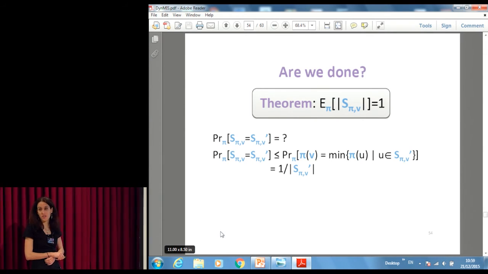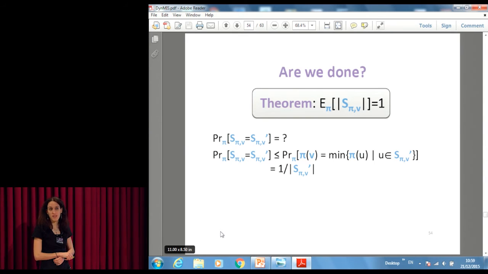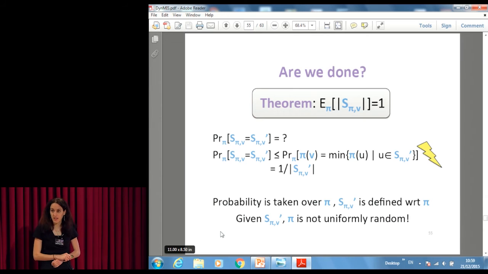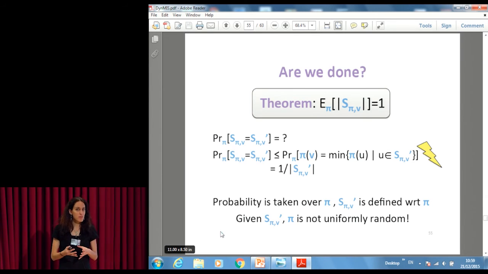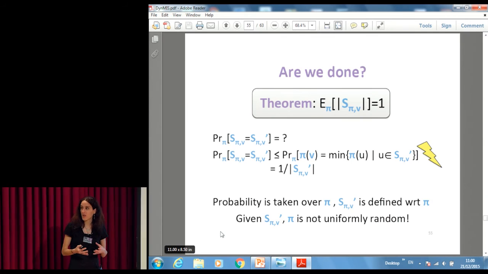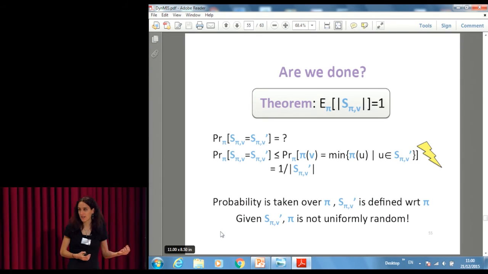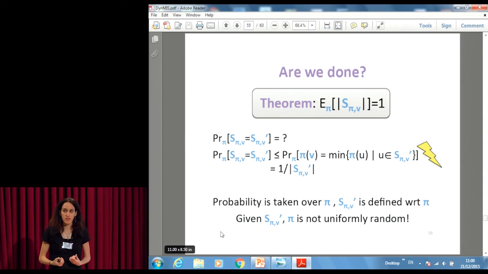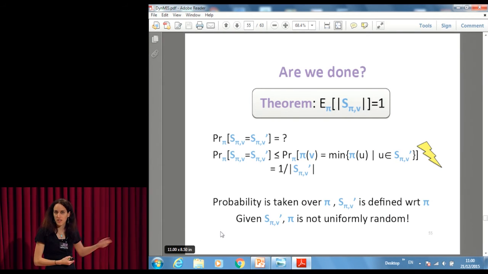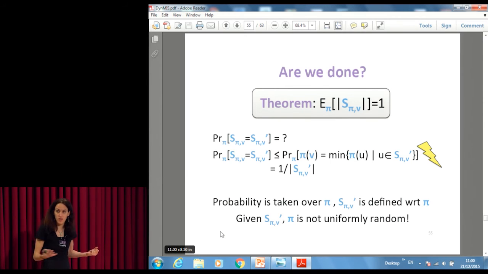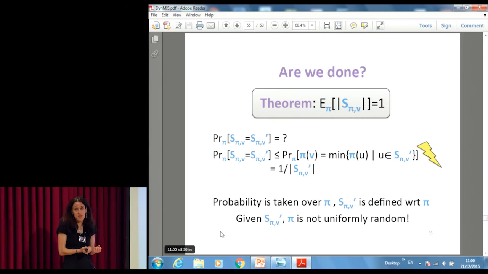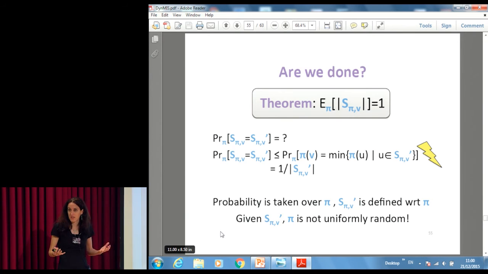S prime is not just a random set of nodes. S prime depends on the permutation pi. So given S prime, not every permutation pi is now possible. S prime is defined with respect to pi, so it gives me some information on pi. So I can't just go over all random permutations and ask, what's the probability that this node out of a set of 10 nodes has the minimal order? Because I have some information now on the permutation. It's not a uniform random permutation anymore. So we have to be really careful here.